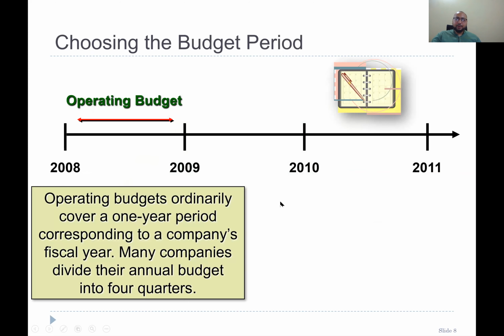So, choosing the budget period. Normally budgeting covers 1 year, but you can develop quarterly, monthly, weekly, 5-year, or 10-year plans as well, right? It depends on your focus as well.